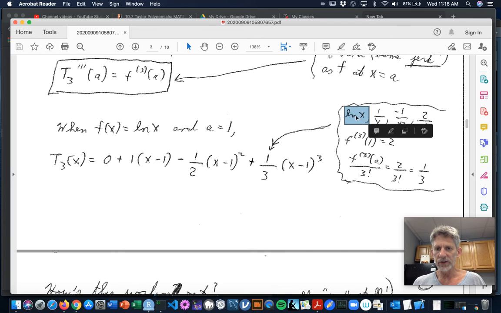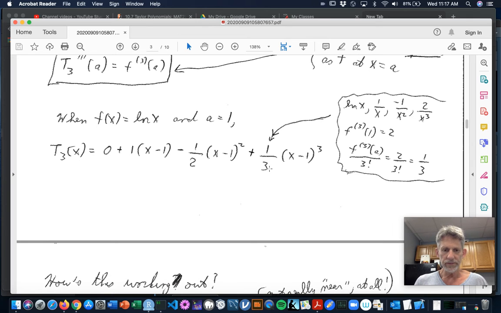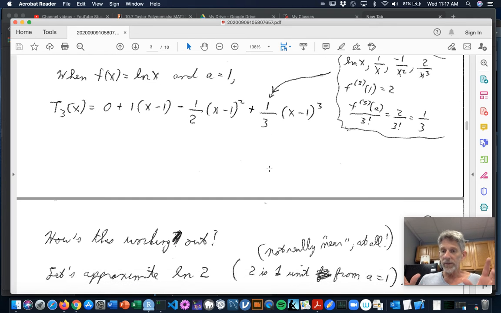So I start with my function. I do a first derivative, a second derivative, a third derivative. I plug in a as 1, and when I plug in 1 to this, I'm going to get a 2. And so the coefficient there is supposed to be the third derivative at a over 3 factorial. That's 2 over 3 factorial. That simplifies to 1/3. So I'm claiming that these approximations get better the higher degree that you use.